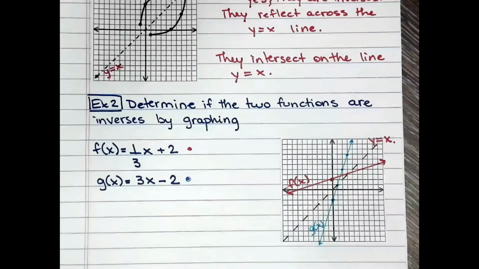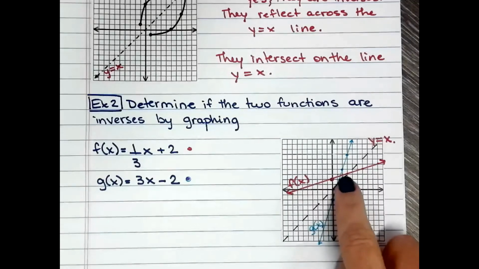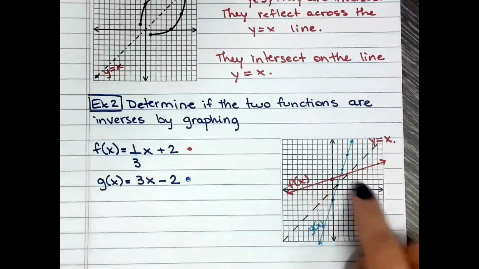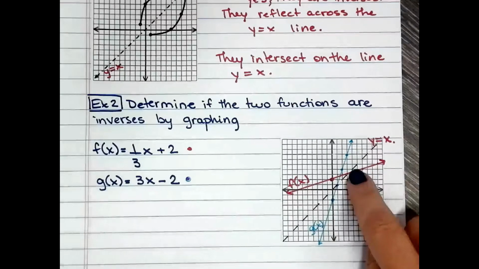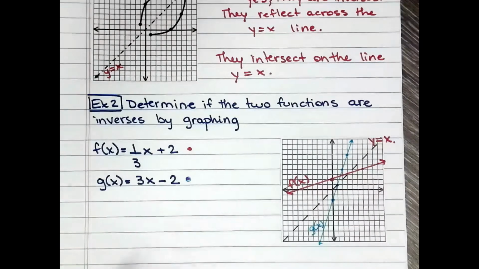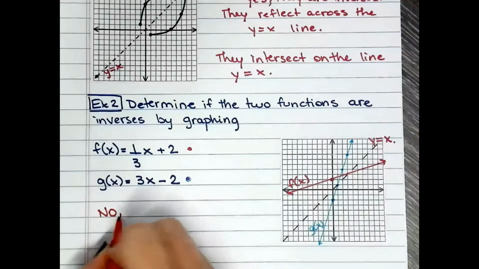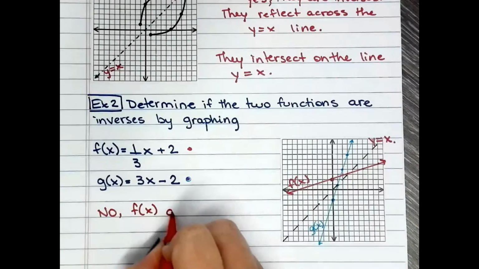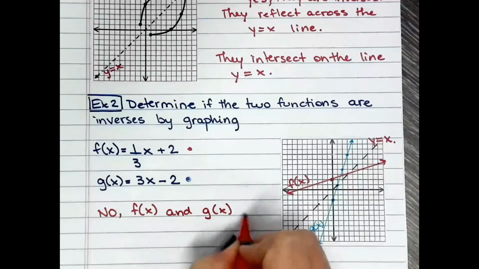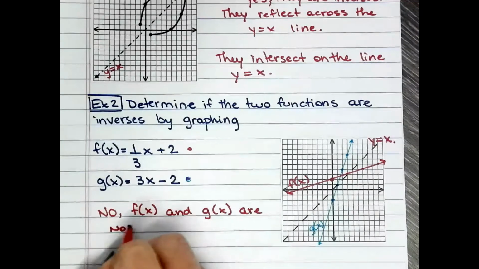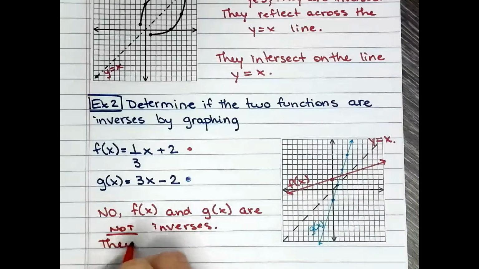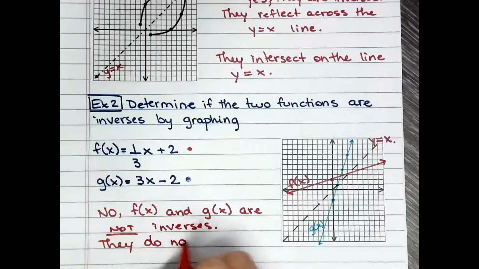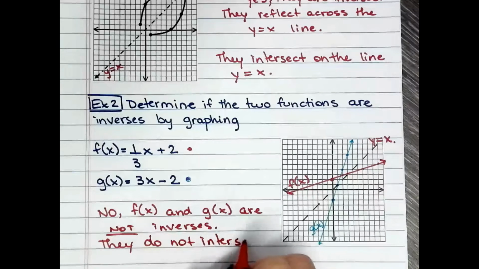Okay, couple things. I know you guys were expecting f of x and g of x to intersect right there at the y equals x line. But they did not. They did not intersect at the y equals x line. Therefore, they're not inverses. So no, f of x and g of x are not inverses. They do not intersect at the y equals x line.